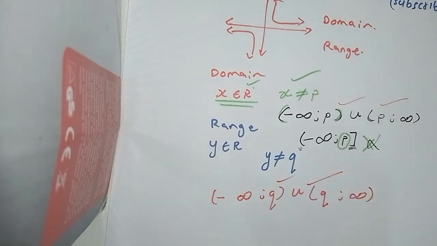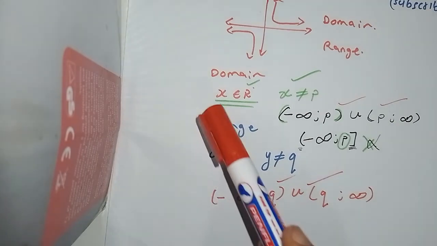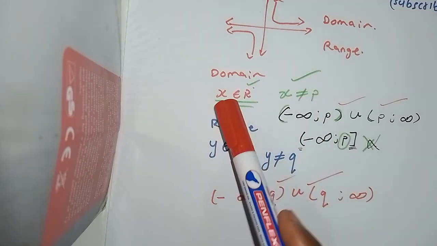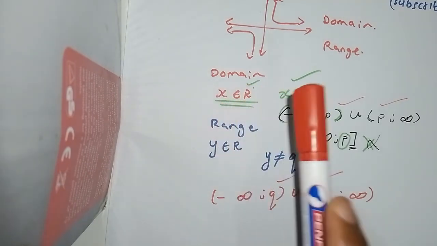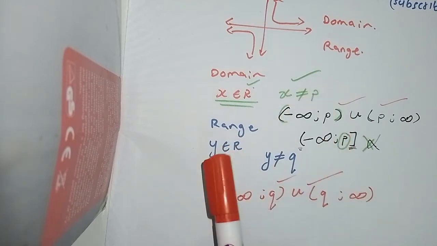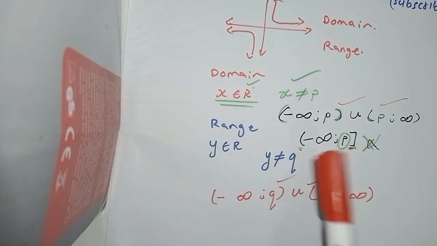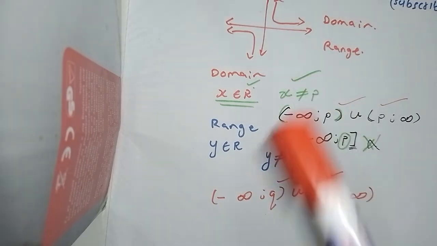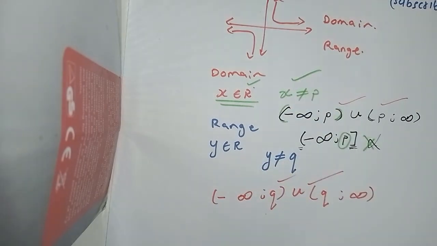This is correct. Please don't use the square brackets if you don't understand how to use them. Rather use this method: x is an element of real numbers, x can never be p. Y is an element of real numbers, y can never be q. Because you know your graph will never touch these points. Let's move to the next one.